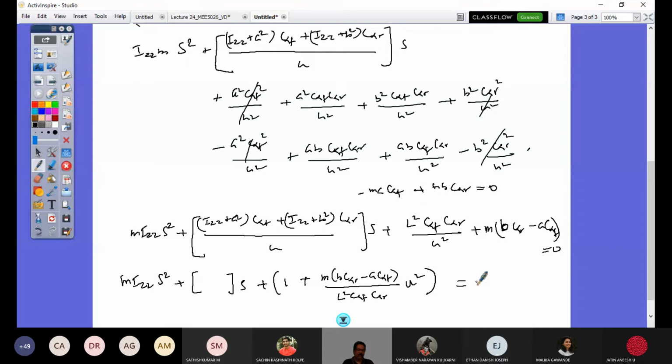When I take the term out, I should also have that outside, right? Just a minute. Yeah, when I take that out, I should also have that here. I forgot to put it. So here I have taken L squared C alpha F C alpha R by U squared out. That's equal to 0.